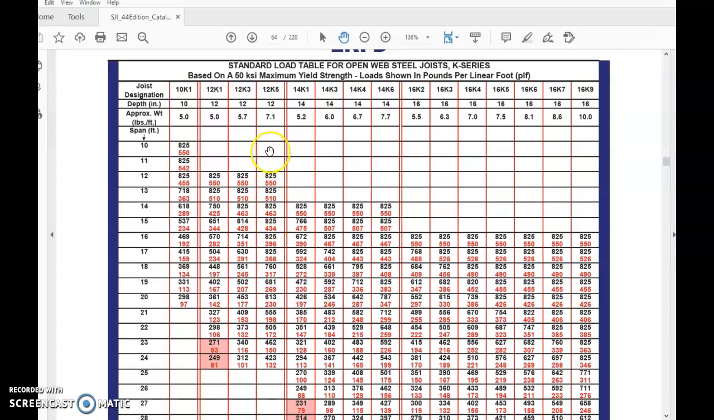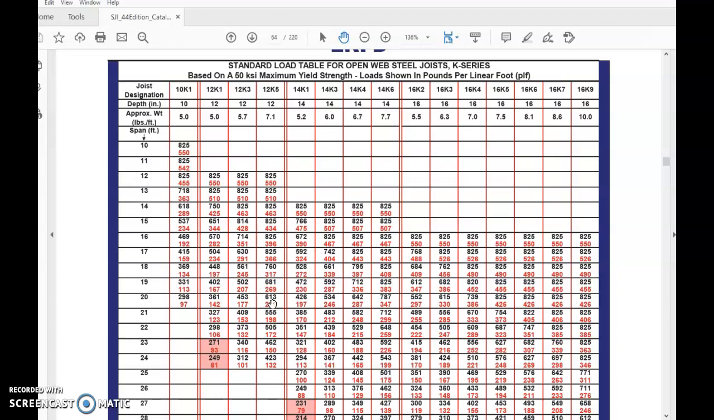Well, if we look at this, let me try to remember here. I can't remember what the red and, you know, if we just look through at this, if I go to a 12-foot span, all the numbers are the same. But if we get down here to 20 foot, you'll notice that 12K1 will only support 361 pounds per lineal foot, where a 12K5 supports 613 pounds.